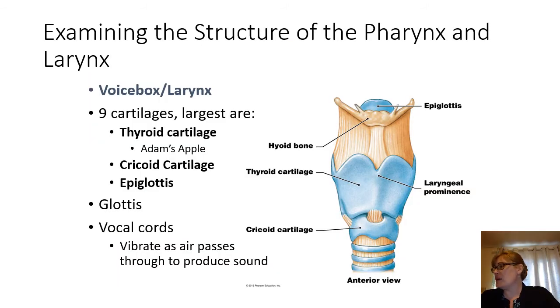This is the pharynx and the larynx. Continuing along, we're at the larynx now, and I'll give you a page number for this. In lab, we spent some time with this.